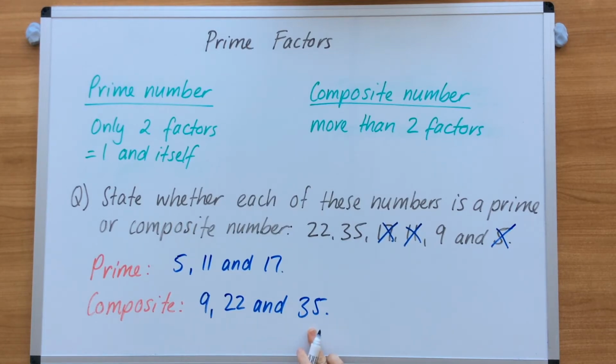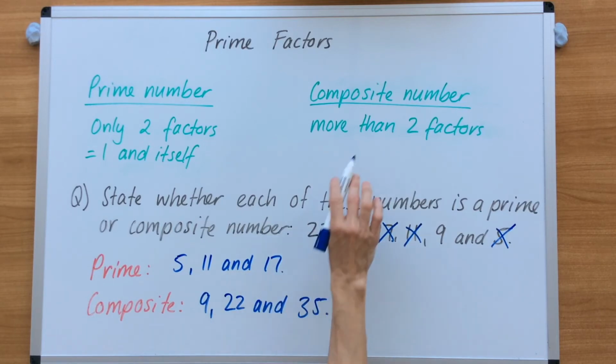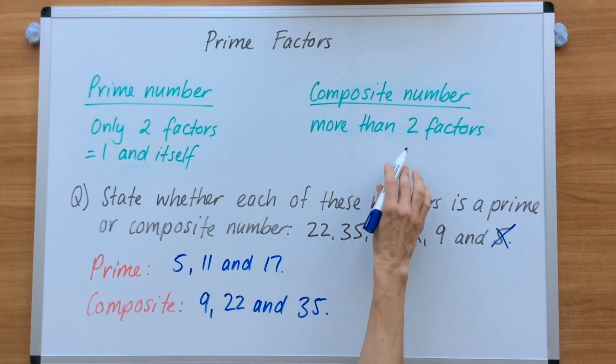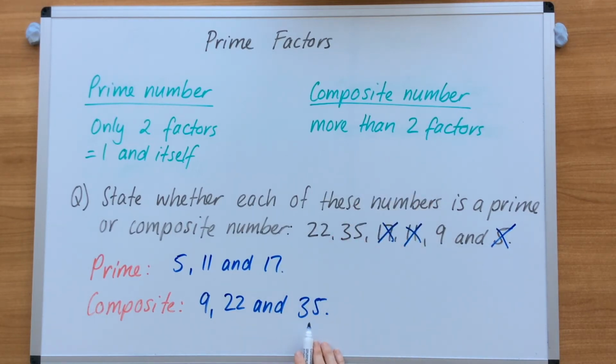All of these numbers here have other numbers other than themselves and 1 that actually divide into them. So not only is 1 times 9 equals 9, so does 3 times 3. That makes it a composite number because it has more than 2 factors. The same goes for 22. 1 times 22 is 22, but so is 2 times 11. That makes it have more than 2 factors, so it's composite.